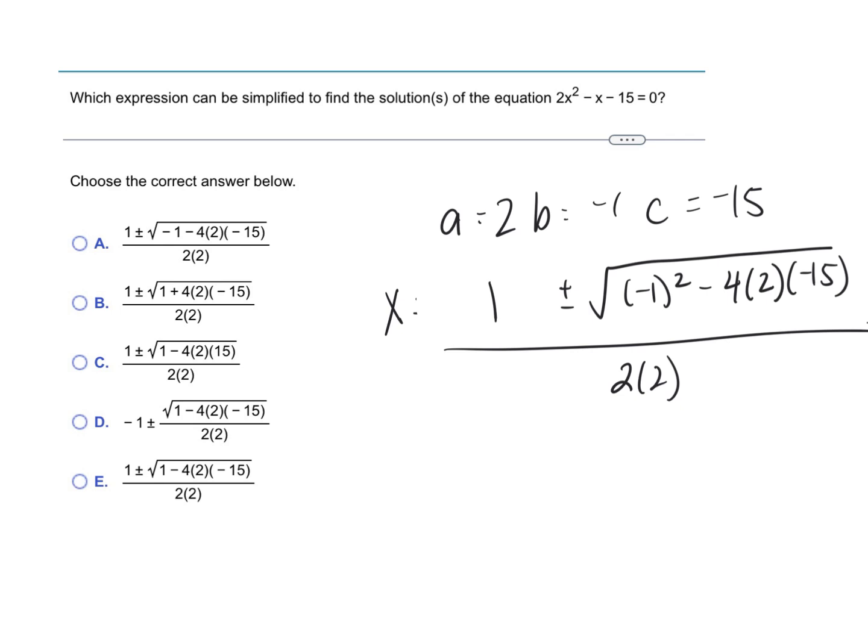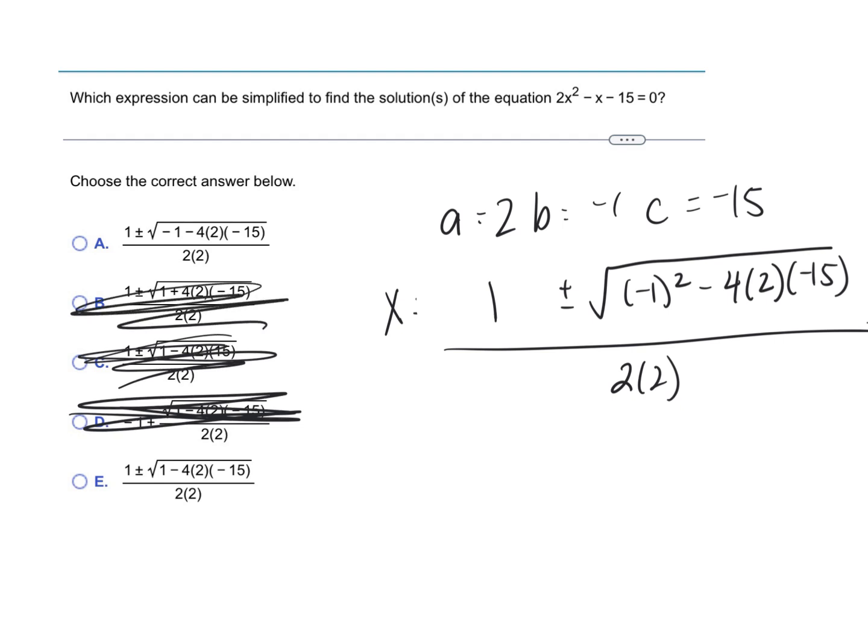All right, so that lets me eliminate this one. That's not in there correctly. I also know that the number underneath this radical is 4 times 2 times -15, so that eliminates this one. And let's see, what are the other differences that we see? It's a -4, not a plus, so I can eliminate this one.